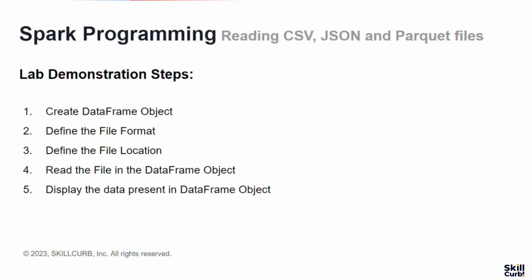In this video, you will learn how to read a CSV, JSON and Parquet file using a DataFrame object in Spark. And for that, we will first create a DataFrame object. Then we are going to define the file format which we want to read. Then we will define the location where our file is present. Then we are going to read the file in the DataFrame object. And then finally, we are going to display the data present inside the DataFrame object.